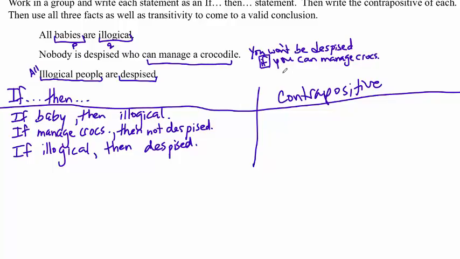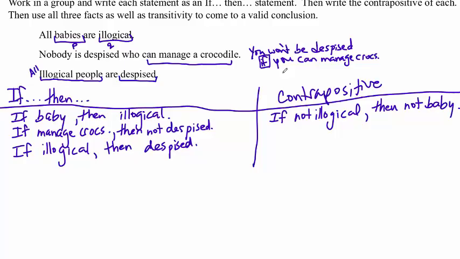So if baby then illogical, remember contrapositive, we have to both change the order and negate the component. So we know the illogical part's going to be at the beginning, but we would say if not illogical, or you could say if logical, and that would be fine. But I'm just going to stick with if not illogical, then you're not a baby.